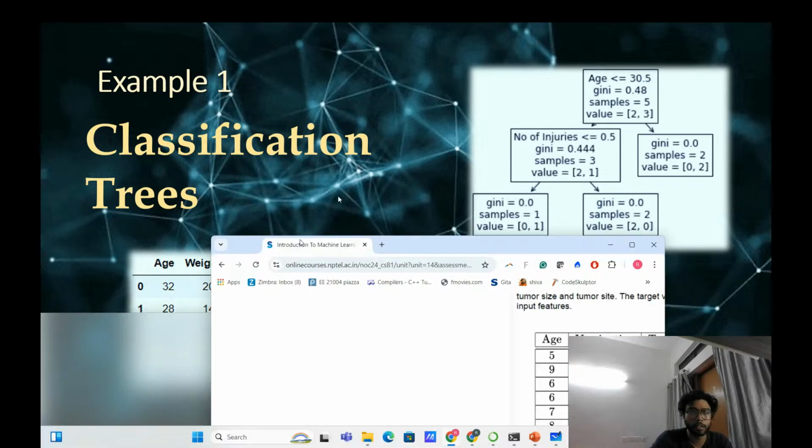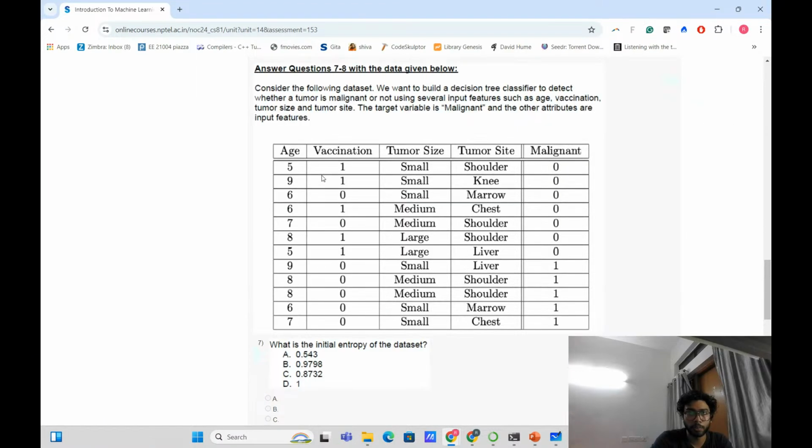Okay. Let me share my screen over here. You're talking about this problem, right? The question 7, 8.